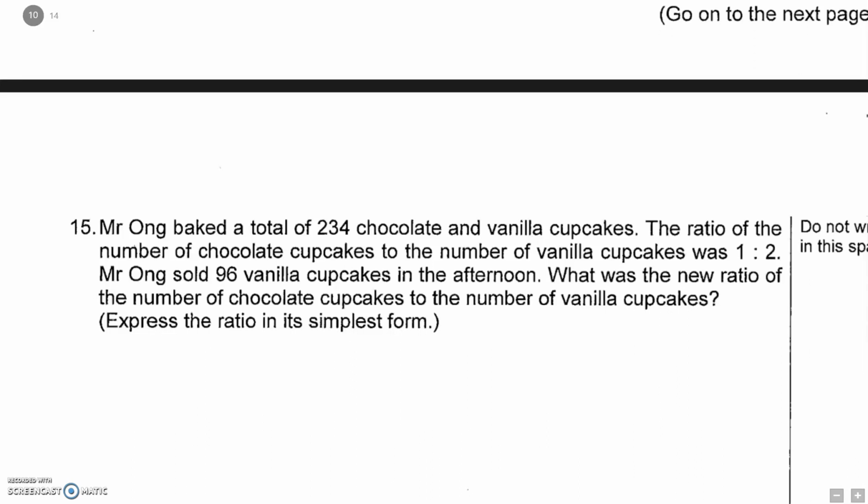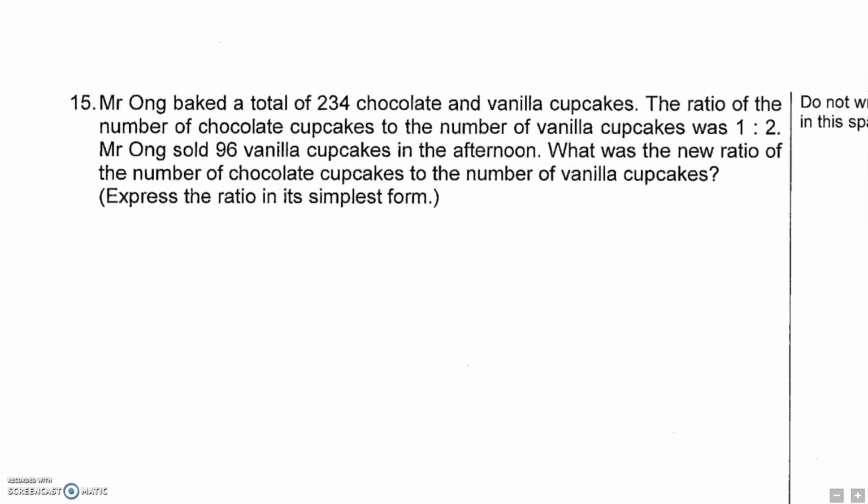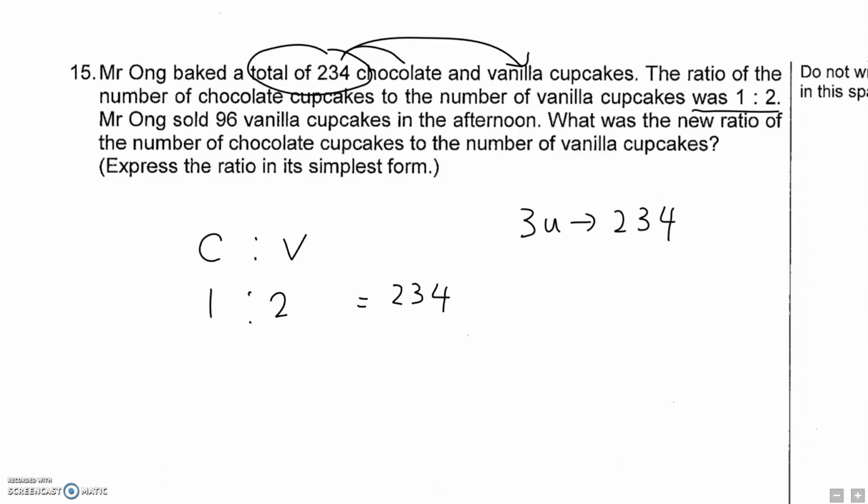Question 15. Okay, let's go on to question 15. Now, question 15 says this. Mr. Ong baked a total of 234 chocolate and vanilla. And the ratio of chocolate to vanilla is 1:2. Okay? And you know that this is a total of 234. Because the 234 refers to chocolate and vanilla. So 3 units, we know, is equals to 234 because combining chocolate and vanilla is 3 units.